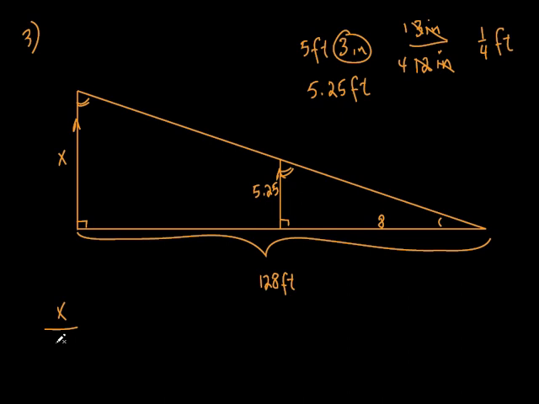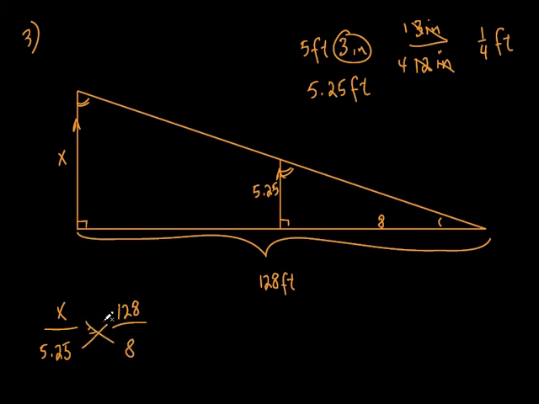So that's going to be X over what? 5.25. Now that's an entire side of a triangle, isn't it? This is the whole left side of that big triangle. This is the whole left side of the little triangle. So I'm going to have to compare it to what? The whole bottom of the big triangle. What's the entire bottom of the big triangle? It's 128. And I have to compare that to the entire bottom of the little triangle, which is 8.